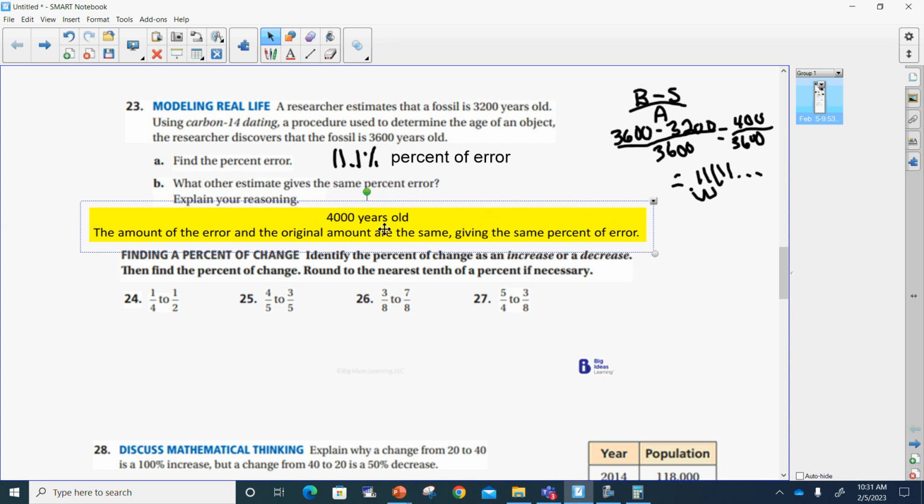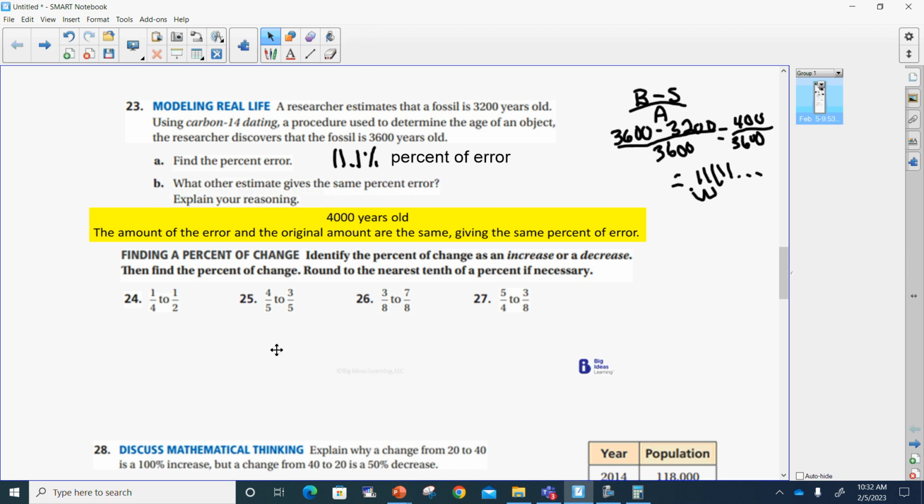4,000 years old says the same amount of error and the original amount are the same, giving the same percent of error. So it says, what other estimate gives the same percent of error? So if it was 4,000 years old, because over here, the percent of error was it being too small, but we could say an increase, right? In other words, adding 400 would also give us that same percent of error.